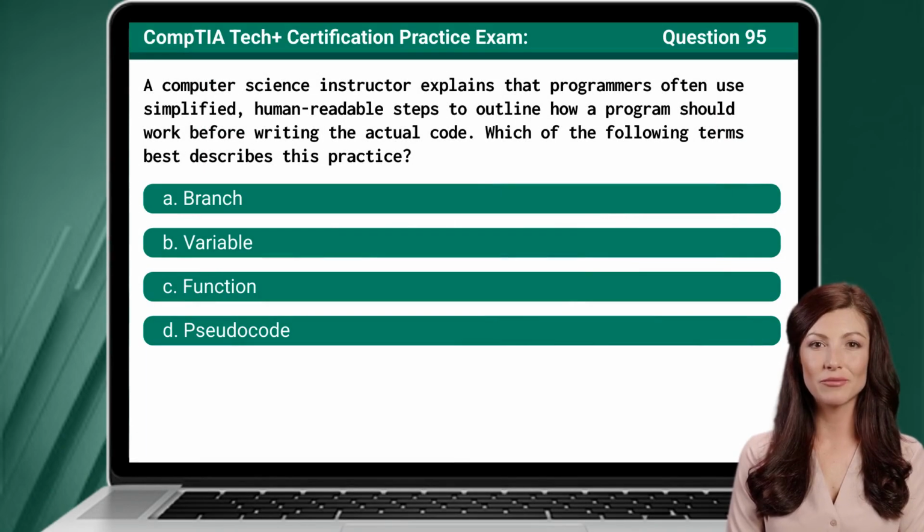Question 95. A computer science instructor explains that programmers often use simplified, human-readable steps to outline how a program should work before writing the actual code. Which of the following terms best describes this practice?